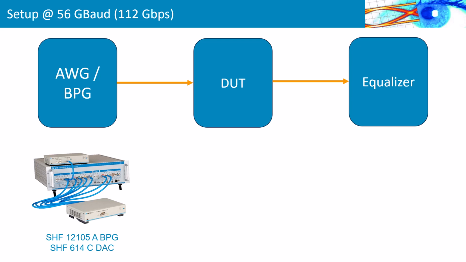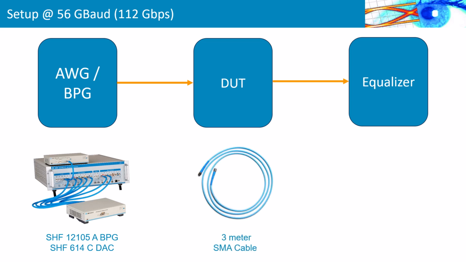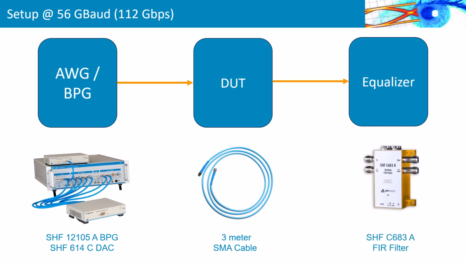The device under test is a 3-meter SMA cable. The speed in our setup is 56 GBaud, which is 112 Gbps PAM4, and at this speed a 3-meter SMA cable can be of very good use to degrade the signal quality. The output of this SMA cable is then fed into our equalizer. This FIR filter is supposed to enhance the signal quality massively.